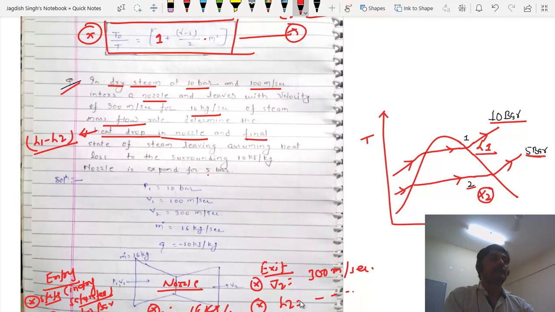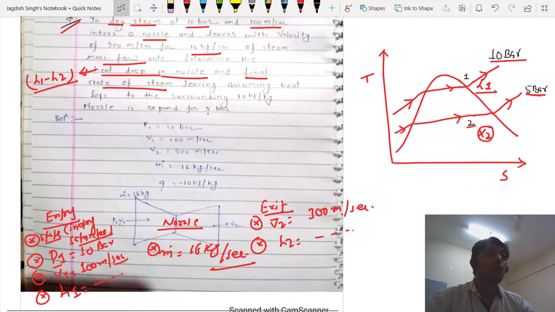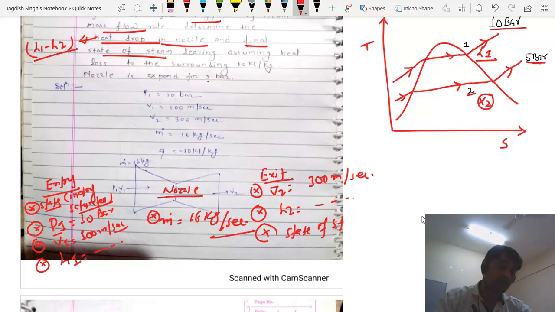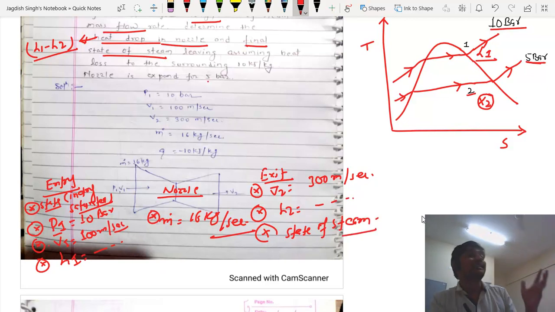That is, at an exit of nozzle, what is the state? We have to find the state of steam. That means whether it is wet zone or dry saturated or superheated. This is the state of steam. So after expansion of this steam in nozzle, what is the quality of the steam at an exit? So this is called state of steam.